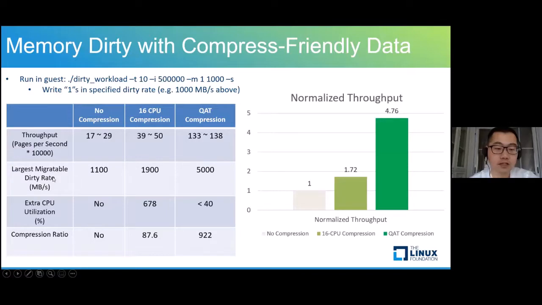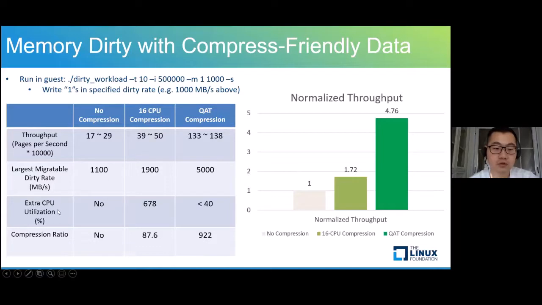For the largest migratable dirty rate, it means that we tune this dirty rate inside the guest, and we found that if we tune the number to like 1,200, then this VM cannot be migrated without compression. So this 1,100 dirty rate inside the guest is the largest dirty rate that the guest can have to ensure it can be migrated. For the 16 CPU case, it supports this number, and for the QAT case, it's much larger than the non-compression case.